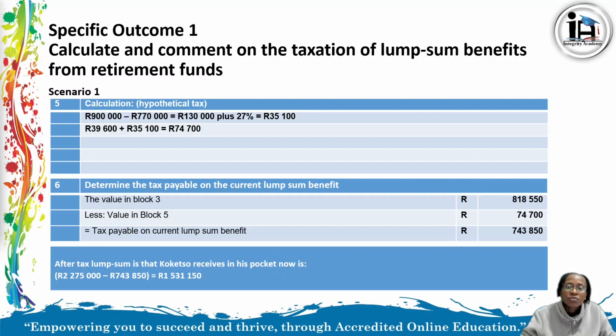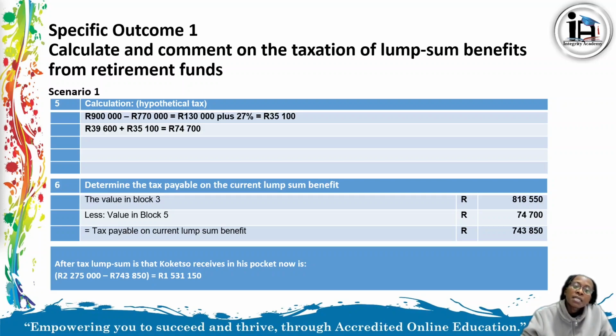Times 27%, which is 35,100. Then the 35,100, we also add to it 39,600, which will bring the total to 74,700.